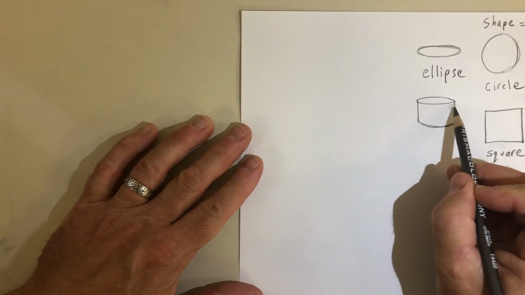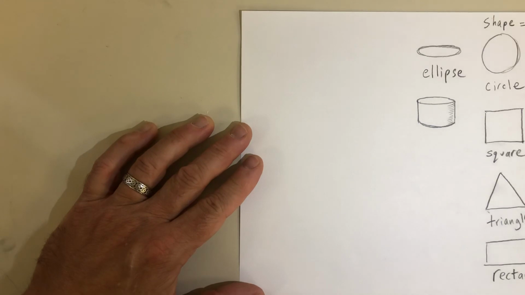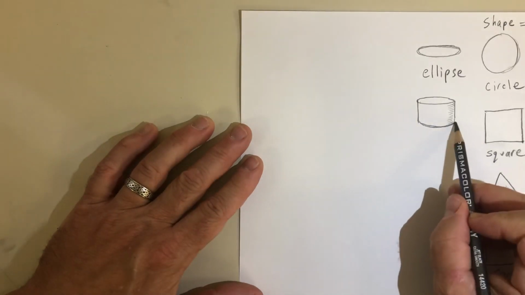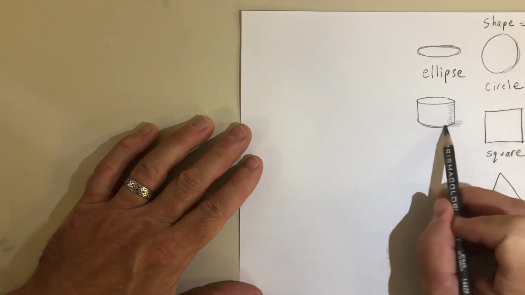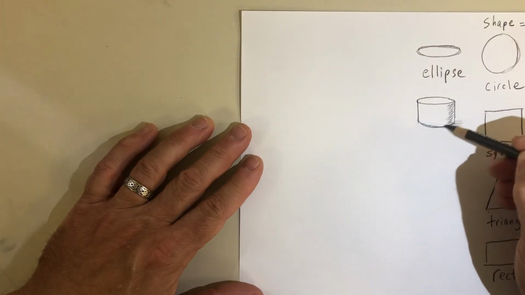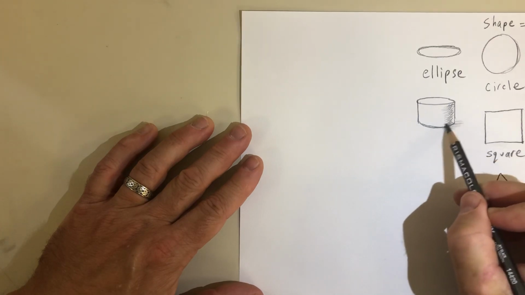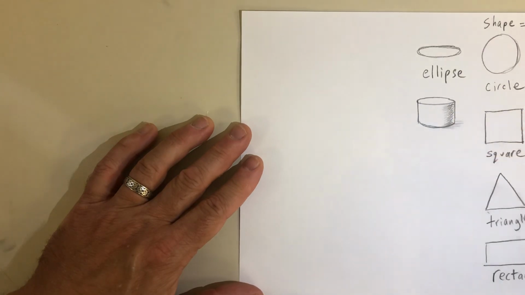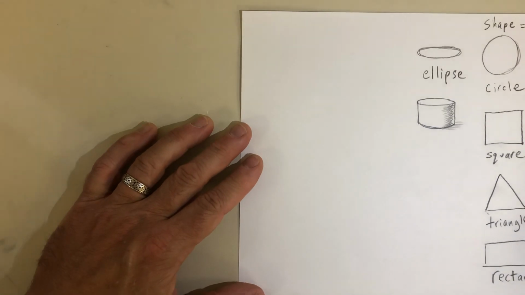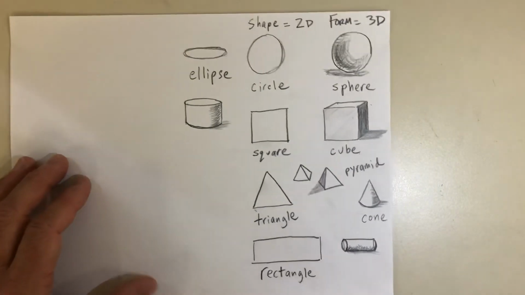Okay, and then decide where the light is. Put some simple hatching lines for shadow, or if you prefer, add some cross hatching lines. Okay, and there you have shapes into forms.